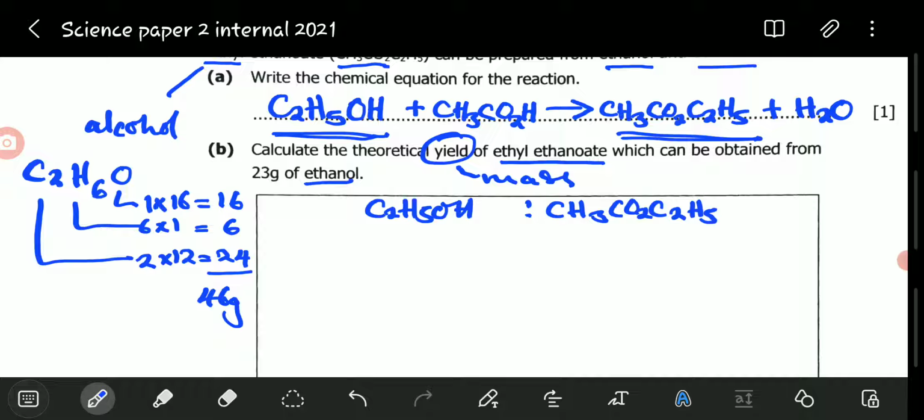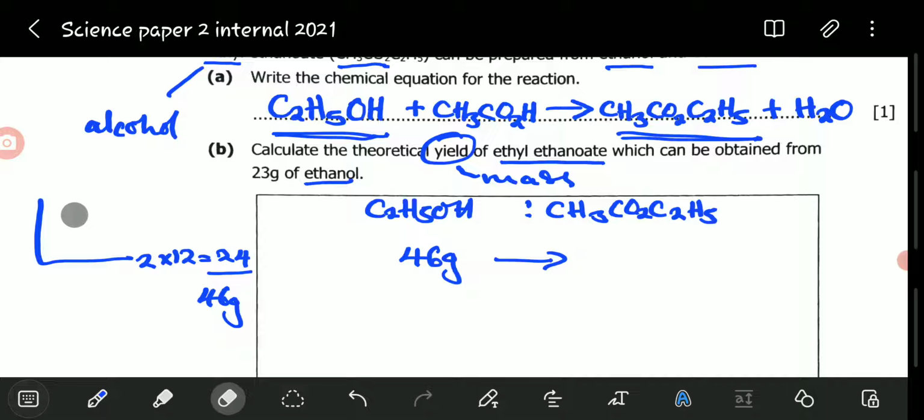So the mass of 1 mole is 46 grams. So I'll write under the ethanol, I'll write 46 grams. So this 46 grams is relating to the mass of 1 mole of the ethanol. So allow me to rub this part because this is where I'm calculating the masses from. All right, then I will now fuse in 1 more molecule of ethyl ethanoate.